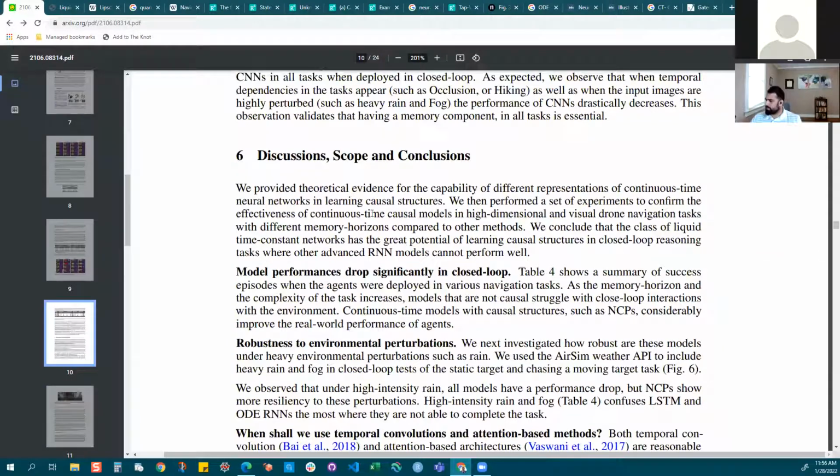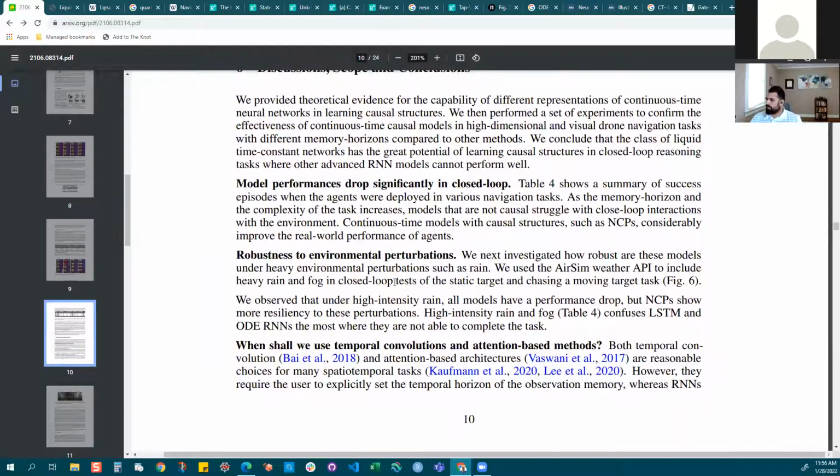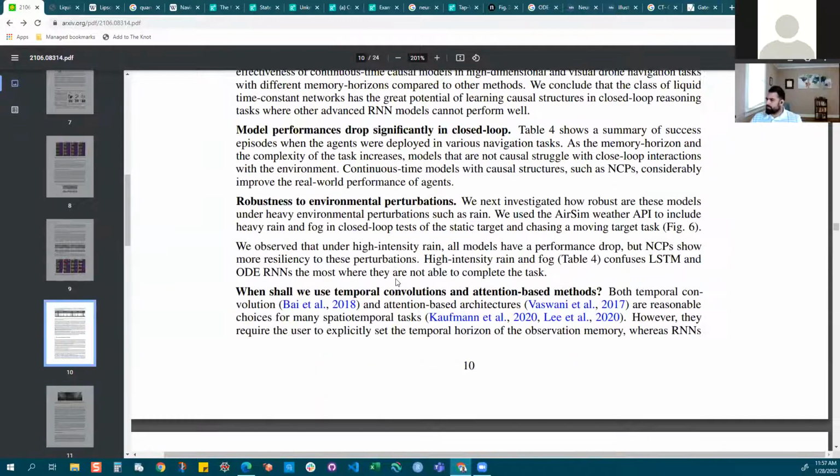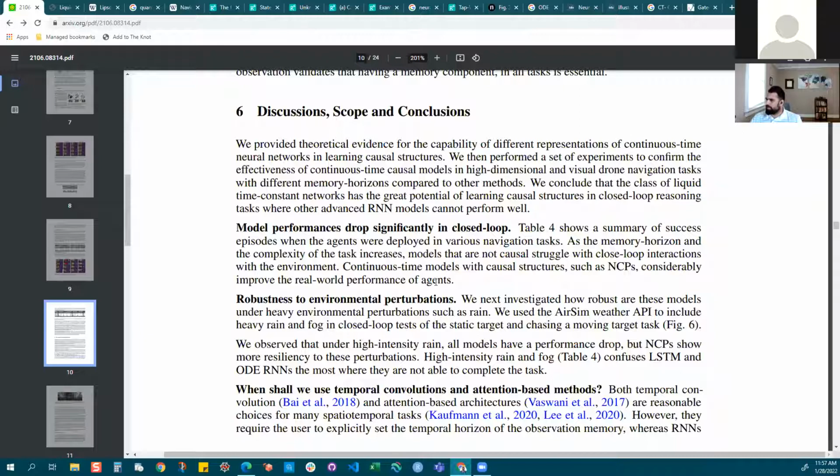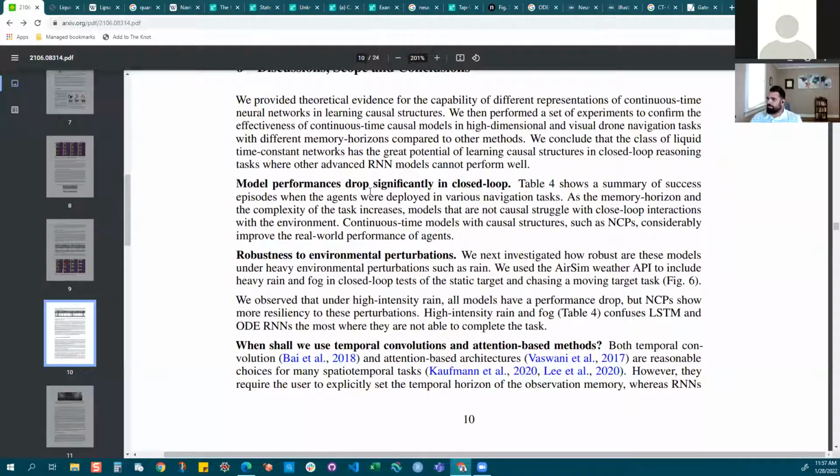Then they talk about conclusions. There are a few advantages to this method. One is that model performance drops significantly when we have a closed loop environment, meaning no human interaction, because in those cases the system has to figure out on its own what to navigate and what to do.